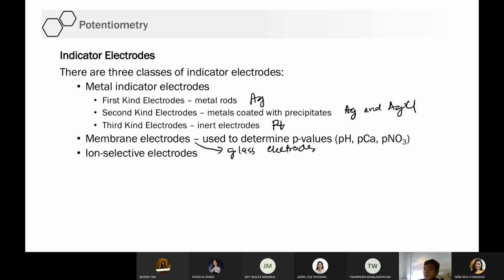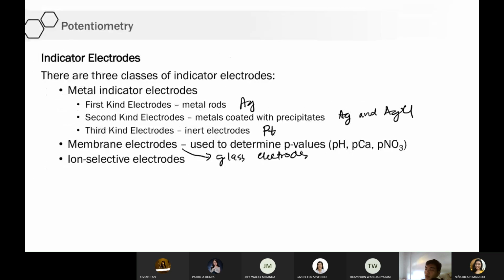So glass electrodes are very sensitive. It may break. So please be careful when handling pH meters. So it is used to determine the pH values or the P values. pCalcium, this is quite unfamiliar for you, no? But this is used to determine the hardness of the water. So this is used to determine the water hardness.